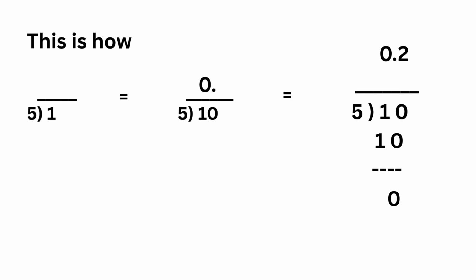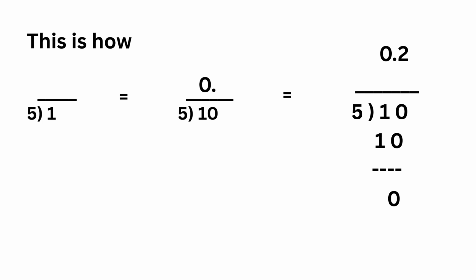So you draw your long division line and then put 1 inside, since 1 is the one being divided by 5. So 5 into 1, it cannot. So we put our 0 point at the top there. Then we add 0 to 1 to make it 10. So now 5 into 10 is 2 times. That's why you write 0.2 over there.